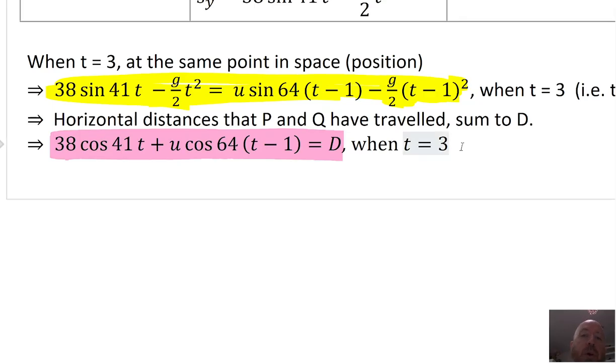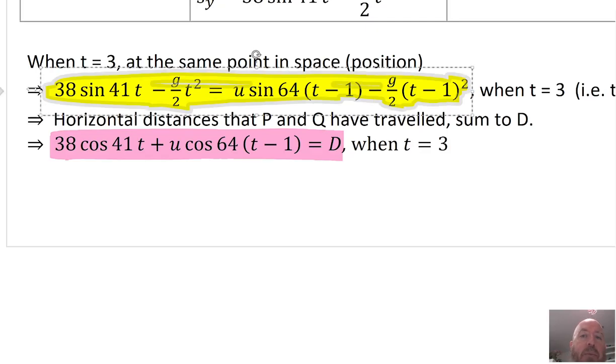So if we put t equals 3 in the horizontal one, the pink one, we're still left with u and d. So that's two things we don't know. I think let's hope, therefore, that the yellow one is correct. So let's have a look and see what to do. I'm just going to copy the text here.